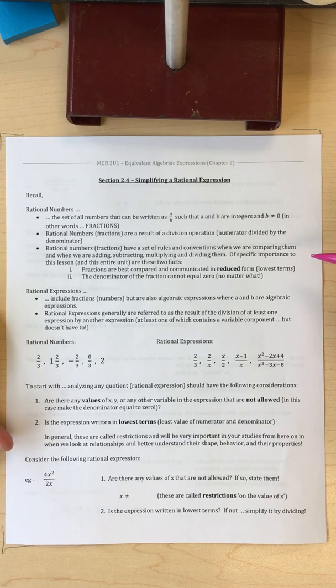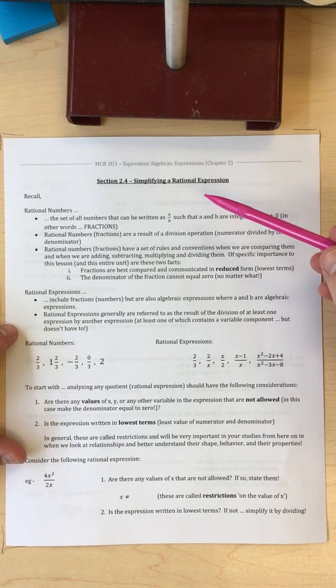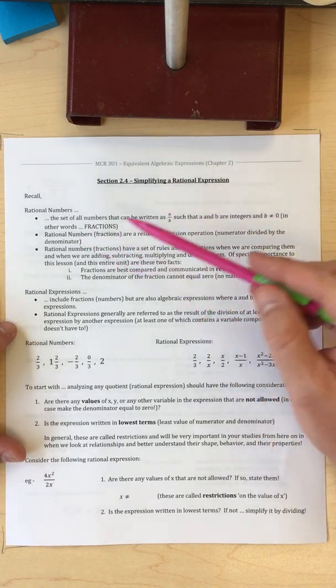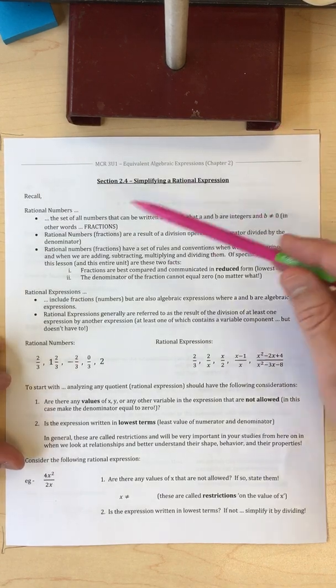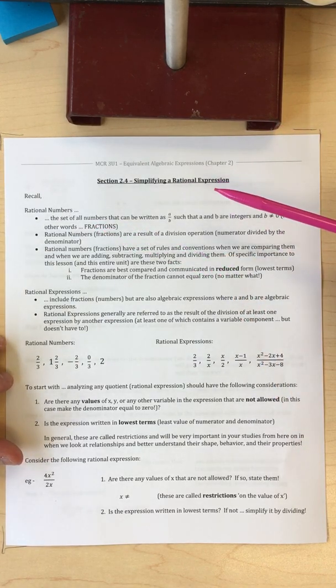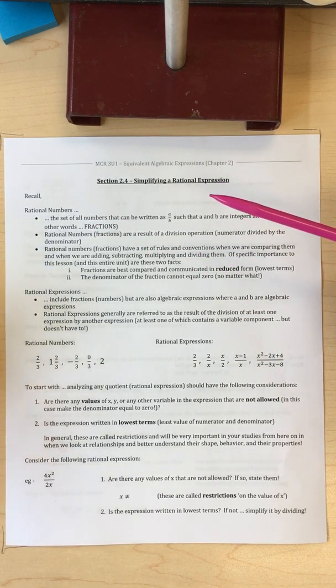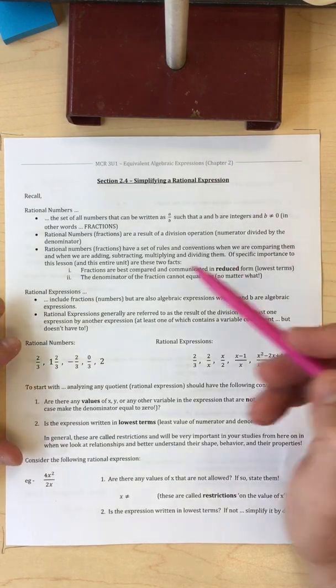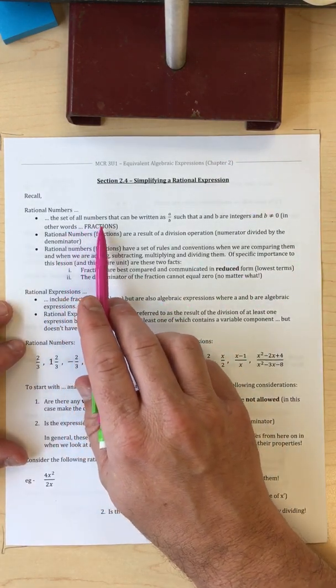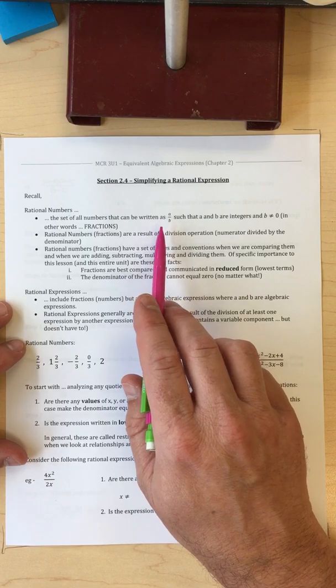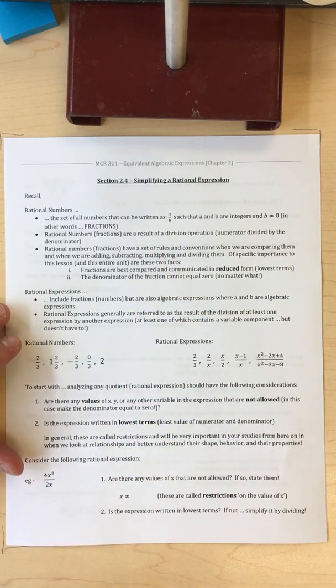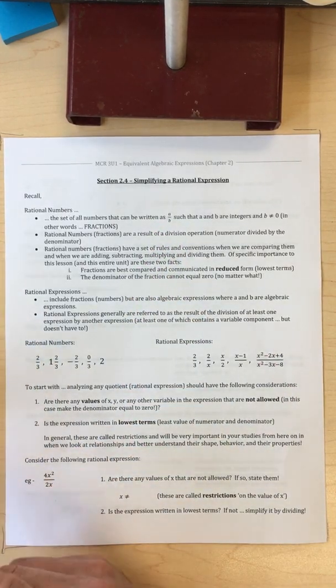Okay? Now, what is a rational expression? Well, the word rational actually comes from rational numbers, and rational expressions and rational numbers are the same thing. In fact, all rational numbers are rational expressions, but rational numbers are what we are used to. Rational numbers are the set of all numbers that can be written as a over b, such that a and b are integers, and b can't be 0. In other words, fractions.